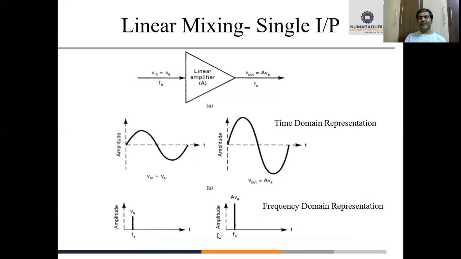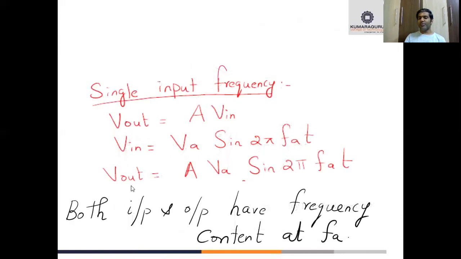Similarly, in the output, if you see V out also, the frequency is at FA. So the frequency is not altered here. The frequency remains the same for both your input as well as your output. For V in and V out, the frequency FA remains the same. However, the output voltage alone is varying.